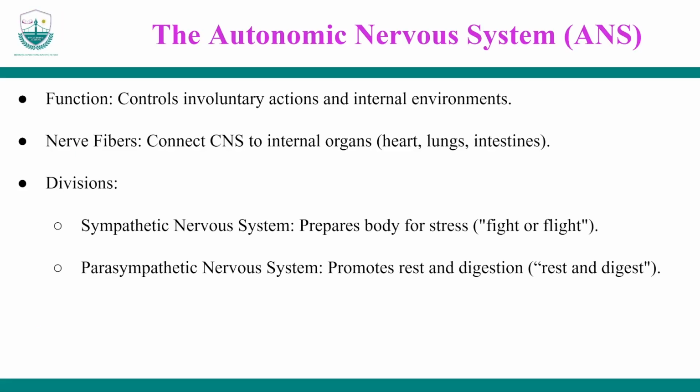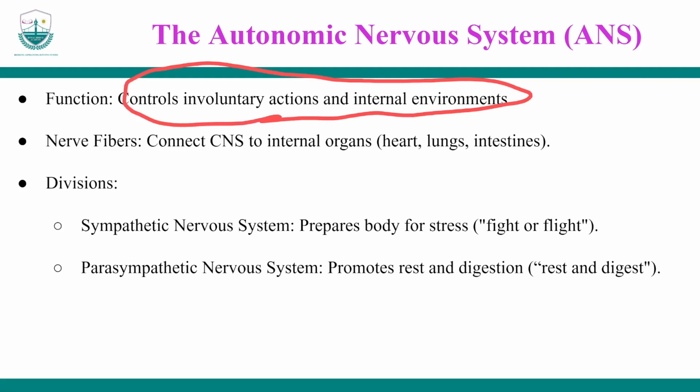Okay, so the autonomic nervous system controls all the involuntary actions. For example, you can't say that you want to increase the rate at which your heart beats. You can't. You can't say that you want the digestion to take place at a faster rate. You can't. All these are examples of what we term as involuntary actions. So the involuntary actions help in maintaining a constant internal environment.